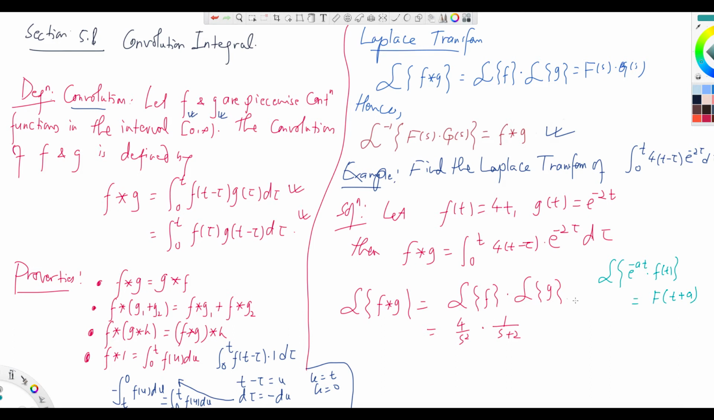Okay, so here g of t is e to the negative 2t, which can be written as e to the negative 2t times 1, right? So how do I find the Laplace transform? The Laplace transform of 1 is 1 over s, right? But that s should be replaced by s plus 2. You see that? So that is basically 4 over s squared times (s plus 2). This is the Laplace transform of f convolution g, or the Laplace transform of this integral.